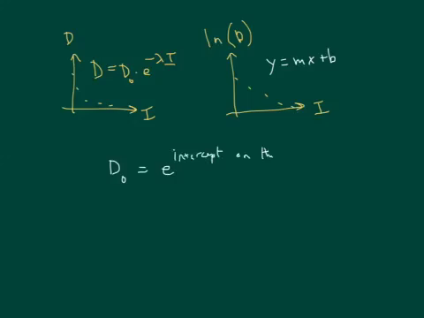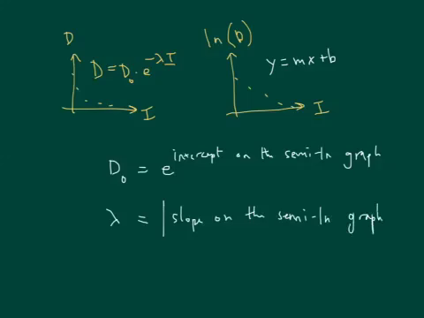on the semilog graph, the semi-ln graph. And you can also use the fact that lambda, the decay constant, is the absolute value of the slope on the semilog, or semi-natural log, graph. And that's what we've just learned in this video, where the intercept is b and the slope is m, whatever value Excel spits out.